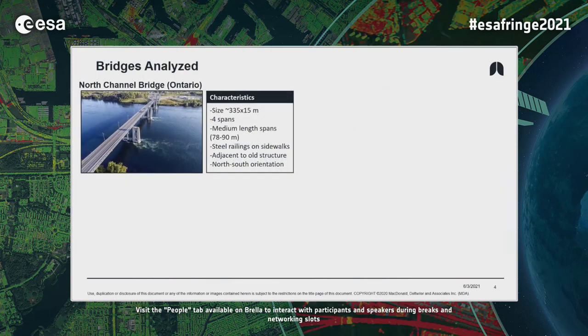So I'll first introduce you to the bridges we analyzed. First is the North Channel Bridge. This is a bridge located in the province of Ontario. It's a relatively small bridge, 330 meters by 15 meters in width. It consists of four spans of medium length. It has two steel railings in the sidewalks. And adjacent to the bridge, there are some old piers from a previous bridge that was located in that portion. These piers are not there anymore, but it's worth mentioning that at the time of the sensing, those piers were present. Its orientation is north-south.